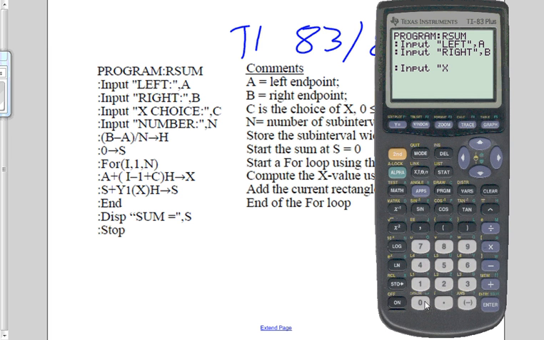0 is going to stand for left bound. 1 is going to stand for right bound. 0.5 is going to stand for midpoint. So you're going to have to remember that. That's something that students often forget, but that's the way that this program works.